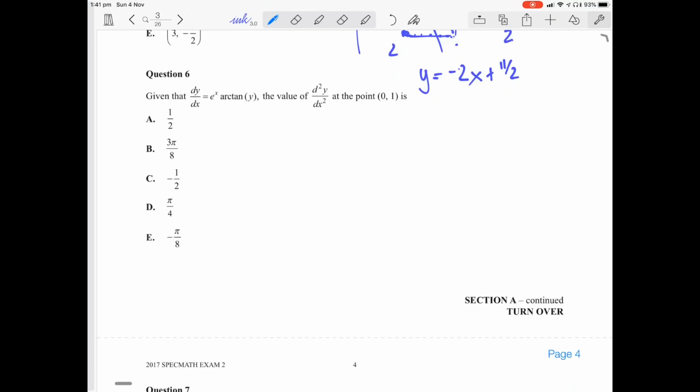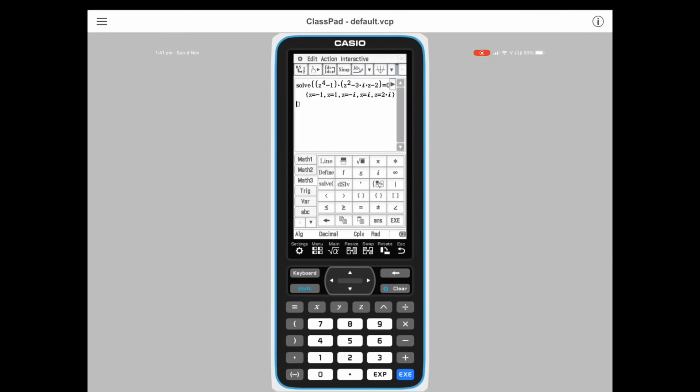Okay. dy dx equals e to the x arctan y, the value of d squared y dx squared at the point 0, 1. Okay, implicit differentiation, e to the x arctan, tan inverse y. E to the x times, where'd it go, tan inverse y, interactive calculation, imp diff.